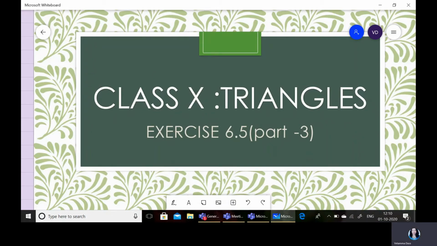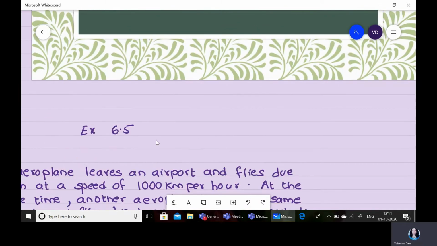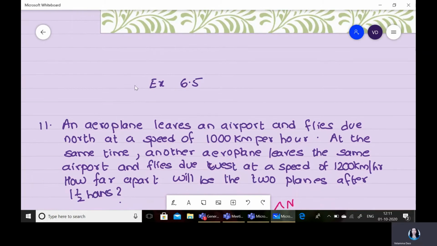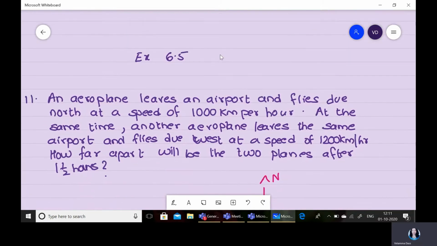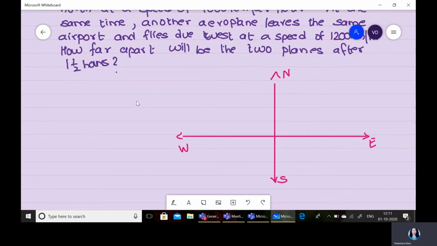Hello students, today we are going to do class 10 triangles, that is exercise 6.5. We'll continue further with the sums. As we all know, in this exercise 6.5 we are dealing with Pythagoras theorem, converse of Pythagoras theorem, and also similarity of triangles if required. Now see exercise 6.5 question number 11 here.